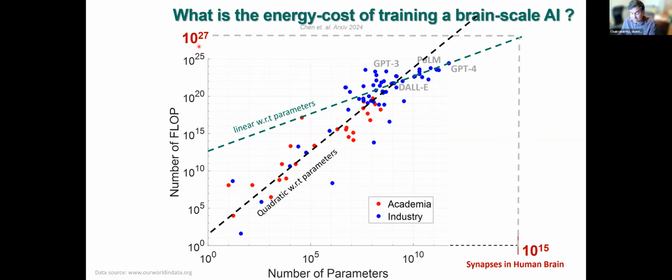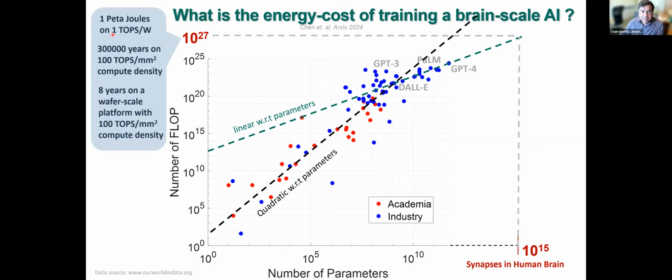I haven't defined what exactly these operations are. Typically, it's floating point operations, but I'm just saying you need about 10 to the power of 27 operations. So what does this figure mean? So if I run these operations on, let's say, a best case FPGA, which is the state of the art, which is about 1 TOPS per watt, it will consume about 1 petajoules.